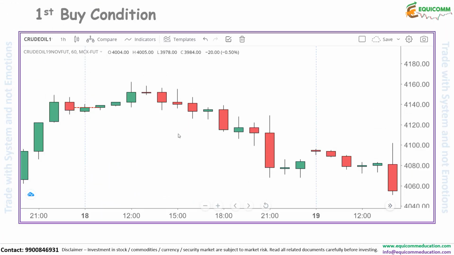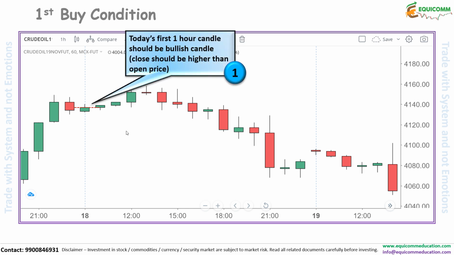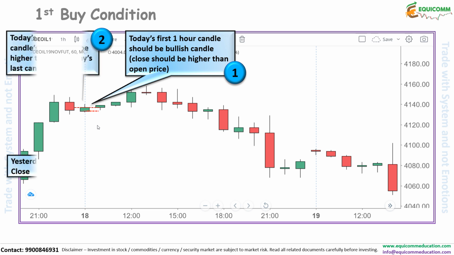With respect to buy conditions, what you have to do: condition number 1, today's first 1 hour candle should be a bullish candle. The definition of a bullish candle is that the close of that particular candle should be higher than the open price. If that is the case, then the candle is called a bullish candle. That is the first condition for a buy.